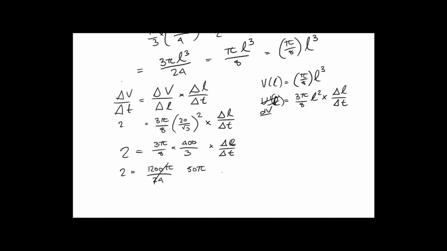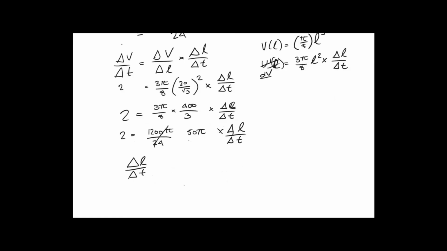So then we want to multiply that by the thing we're trying to solve for. So that tells us that the change of L with respect to time, when we bring this 50 pi over there, must be equal to 2 over 50 pi, which is 1 over 25 pi, and that's going to be meters per minute.